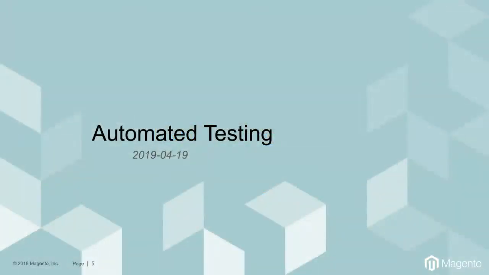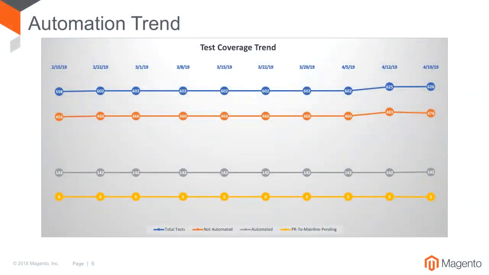Everything else, automated testing with that increase. We see here that the total number of tests only increased by 1, so we're at 626 total defined tests. The not automated number in orange is coming down because some of the manual tests are being automated, which brings that orange not automated number down. While you can't see it very well in this graph, that gray automated number did come up from 142 to 145, which is the 3 we added.